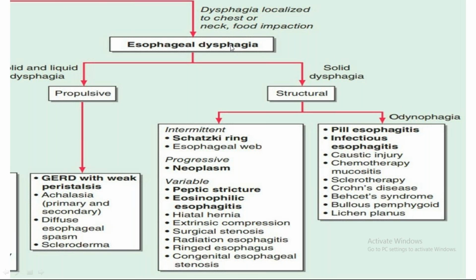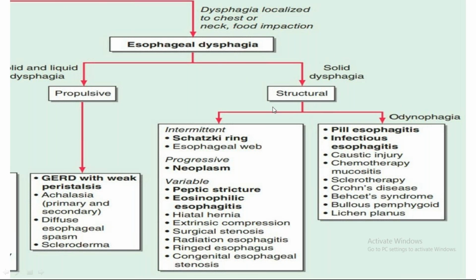When it comes to esophageal dysphagia, suspect it when there is dysphagia localized to the chest or neck, or food impaction. When there is dysphagia for both solids and liquids, suspect a propulsive or motor cause. These propulsive causes include achalasia, diffuse esophageal spasm, or scleroderma. GERD may sometimes be associated with weak peristalsis.